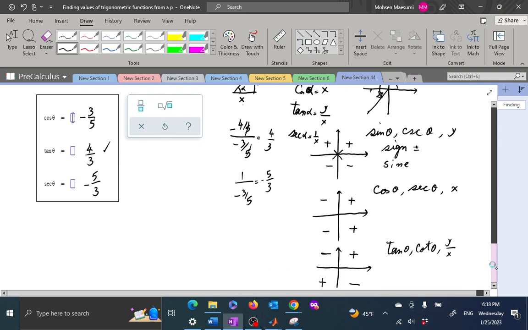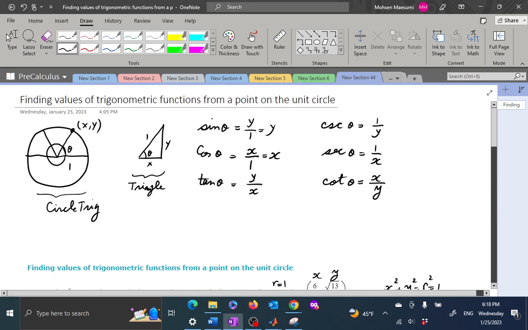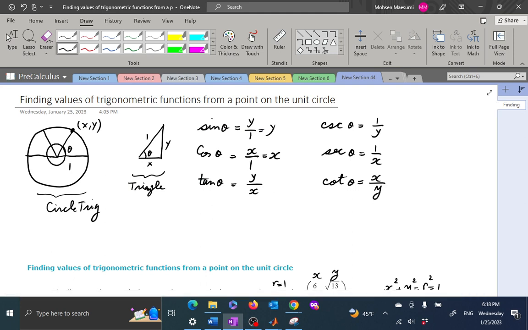Okay, I think that's it. So, a point on the unit circle is given. We want to find the six trig functions of the ray that connects from the origin to that point. That's how our angle is defined. And the six trig functions are very easy. Sine of theta is just y, cosine is just x, tangent is y over x, and cosecant, secant, and cotangent will be the reciprocals of these quantities, so they are easy to find.